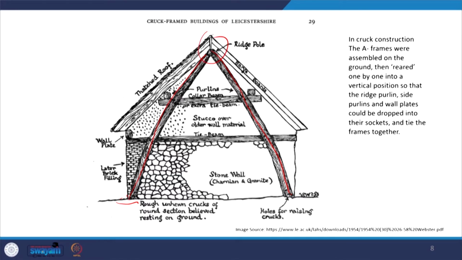Here we can see these wall plates, and then the ridge. You can have these kinds of roof structures, with the tie beam which connects the whole structure, and the collar beam at the top which creates a kind of attic space. The infill material could be a stone wall, brick filling, or stucco over older wall materials. So a variety of materials could be composed within these compartments.